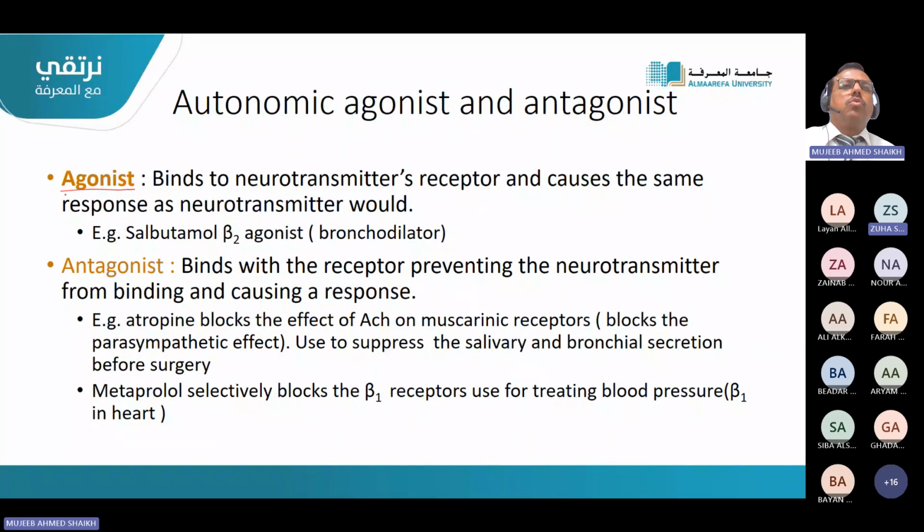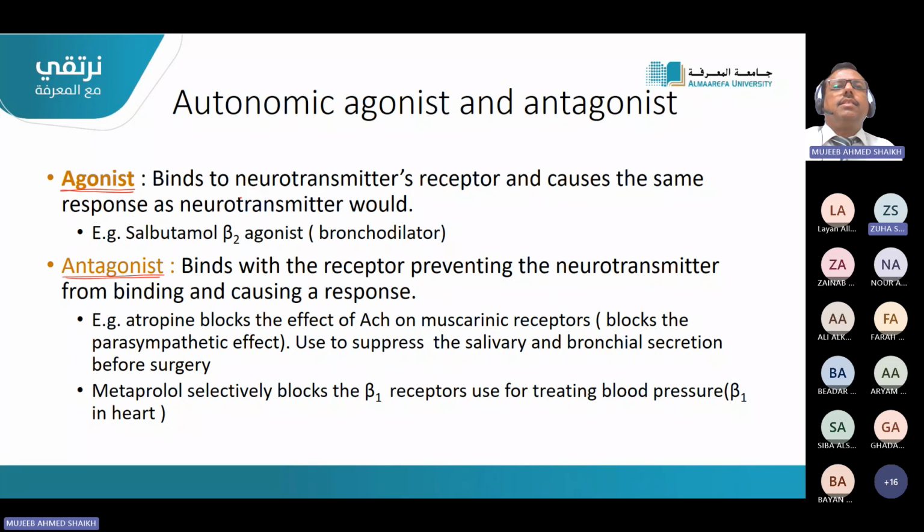So some drugs are called agonists. Agonist means they will have the same action as the sympathetic or parasympathetic neurotransmitter. Some drugs are called antagonists. That means they are acting opposite to the normal action of the neurotransmitter.